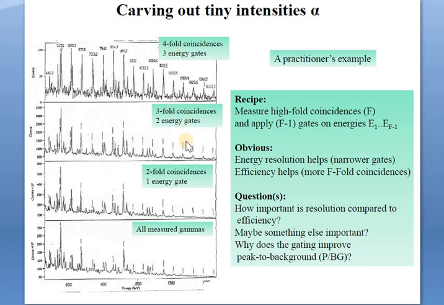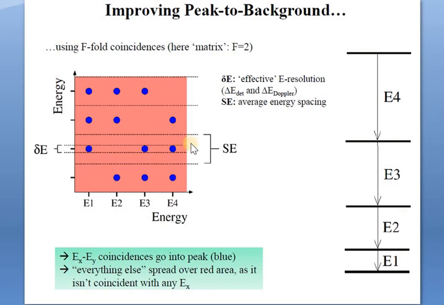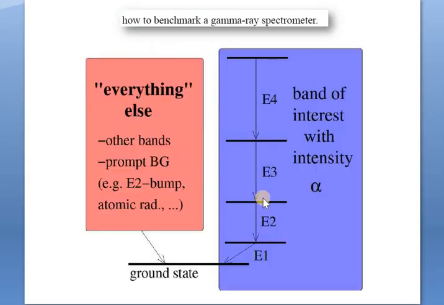So the question is, as we keep on doing higher fold coincidences, or keep on applying the energy gates, why does this gating improve the peak to background ratio? Okay, so here we have an example.